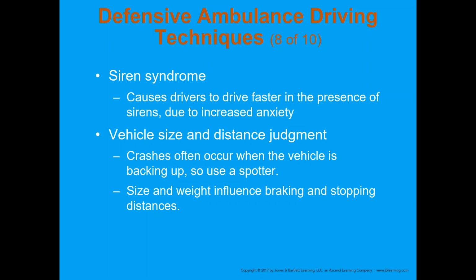Remember, we're a bigger vehicle, just like the engines. Distance judgment and vehicle size are important. If we're going to back up, use a spotter. Make sure somebody's looking out there to see you. That size, that weight makes it harder to stop. We need to be aware of that. So if the light changes ahead of you, 100 feet, 200 feet, that's probably a good time to start slowing down. That way you're not slamming on your brakes and ending up half a car length into the intersection.